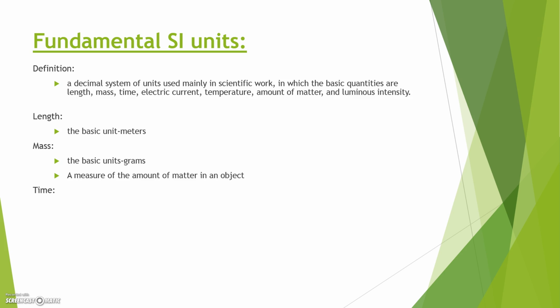Another fundamental SI unit involves time. And the basic unit for time is seconds. Sometimes we're going to be involved with what are called derived units. And these are units that are a little bit more complex than things like length, mass, and time. So an example of a derived unit are volume units.